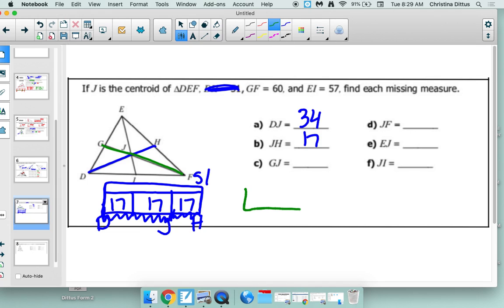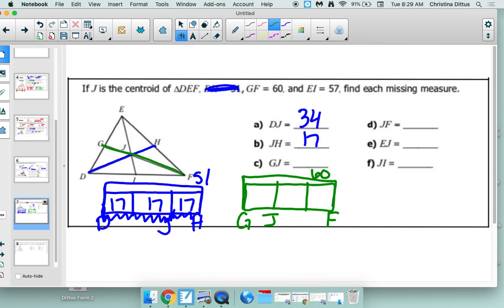So let's go ahead and draw our whole line. We got G, we got F, and we have a centroid. So I'm going to break it down into 3. And it says that that whole line GF is 60. Now you have to decide which one's bigger, GJ or JF. JF is bigger, so that means JF gets the 2 boxes.